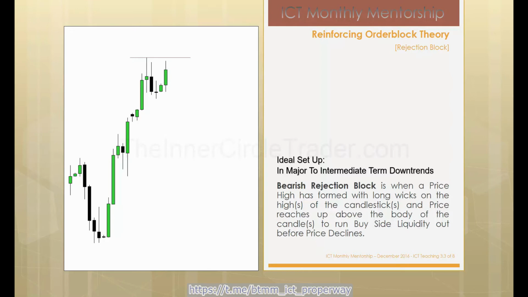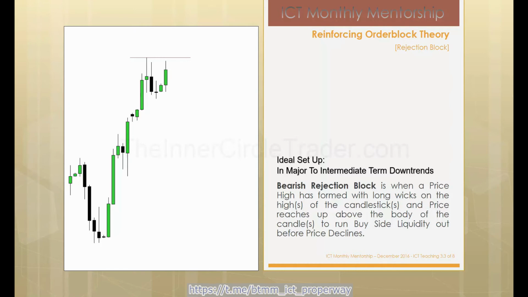Before we get into it, the ideal setups are found in major to intermediate term downtrends, and the bearish rejection block is when a price high has formed with long wicks on the high or highs. It can be more than one candle that forms a high of the candlestick or sticks, and price reaches up above the body of the candle or candles to run the buy side liquidity out before the price declines.